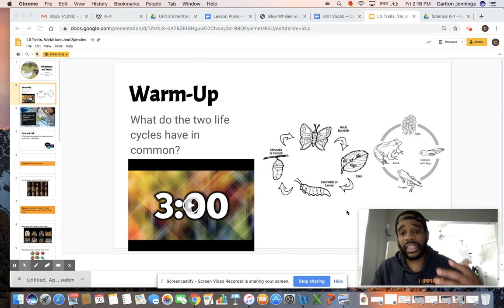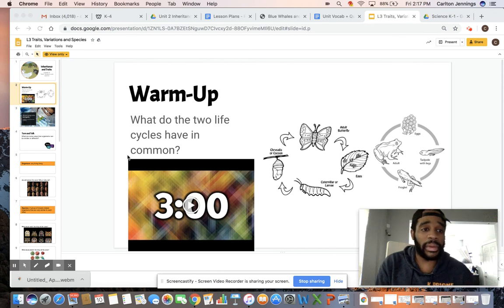Some differences we see: a butterfly can fly. So one trait a butterfly has is that it can fly. A frog's trait is to hop. We can see that they have different traits between the two organisms, but we also see some similarities between the organisms from just looking at this warm up here.